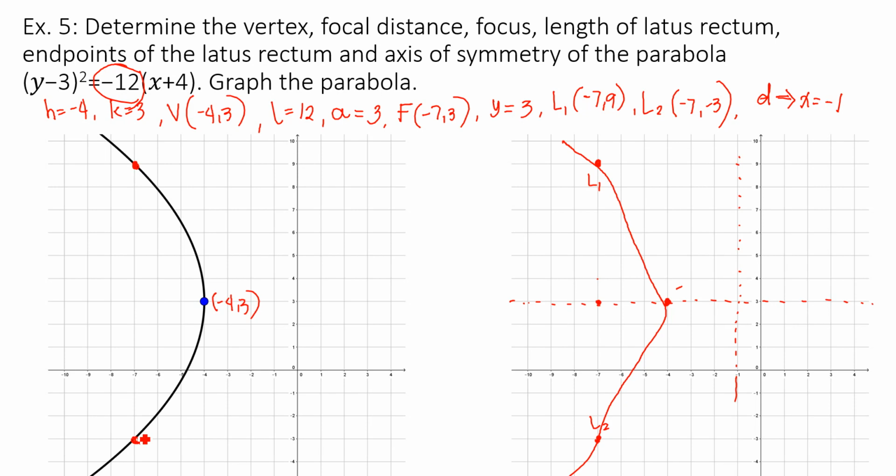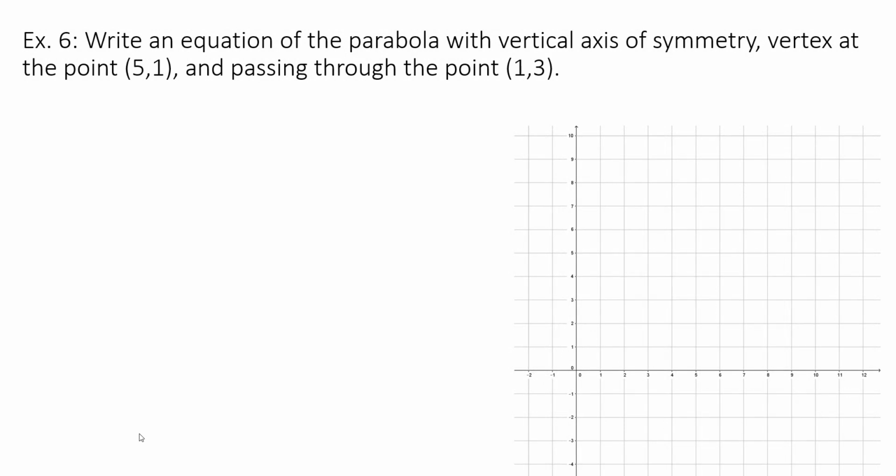Okay, let's have the last example. Write the equation of the parabola with a vertical axis of symmetry. Vertex at the point 5, 1, passing through the point 1, 3. Now take note that since it is a vertical axis of symmetry, it is either open upward or open downward, right? So we have x squared.